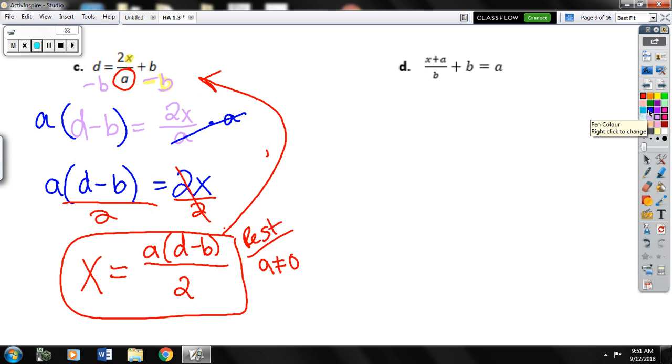All right, last one. Solving for x again. What would I do first? Aiden? Subtract b. Good, subtract b. Undo addition or subtraction first.